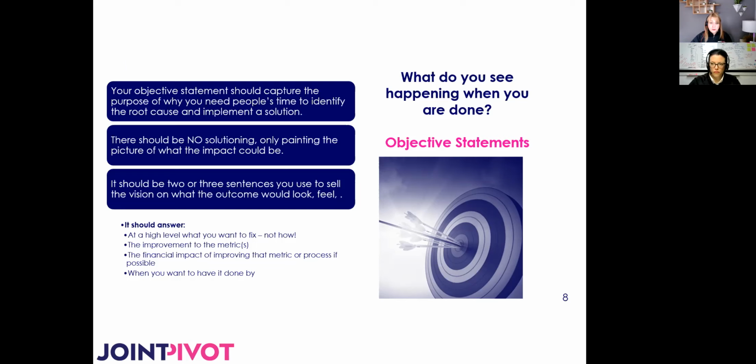So that is where we were talking about what it could look like, what the impact is to the metric, what is the financial impact of us doing it, and when do we want to have it done by. So there's a lot of good information that we can pull right from our objective statements to start crafting some of these communications. So if you have done these, this is a great spot to start. Dust those off, pull those into your communications, because why not use them?